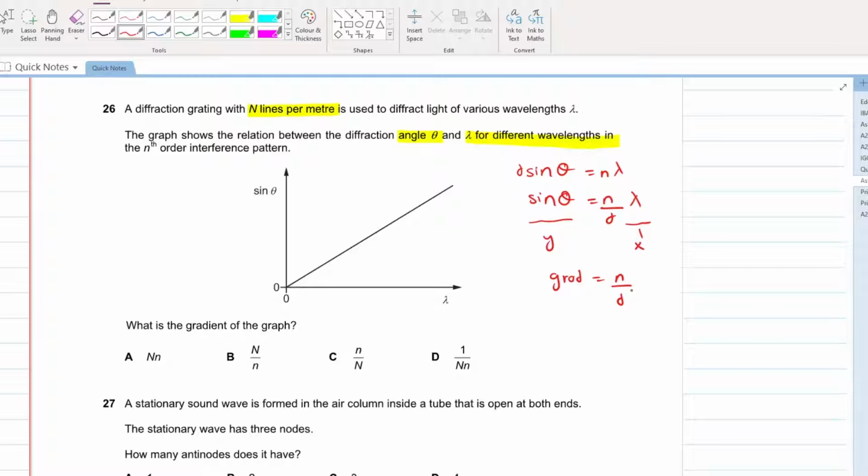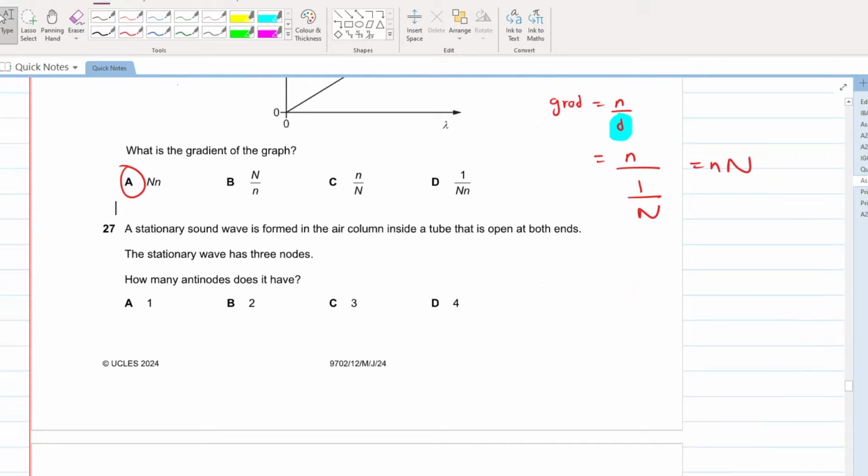But you have to realize what d is. You have to realize what the grating spacing d is. This d is 1 divided by the total number of lines per meter. So can you replace this d by 1 over capital N? The answer comes out to be n into capital N. A is your answer.